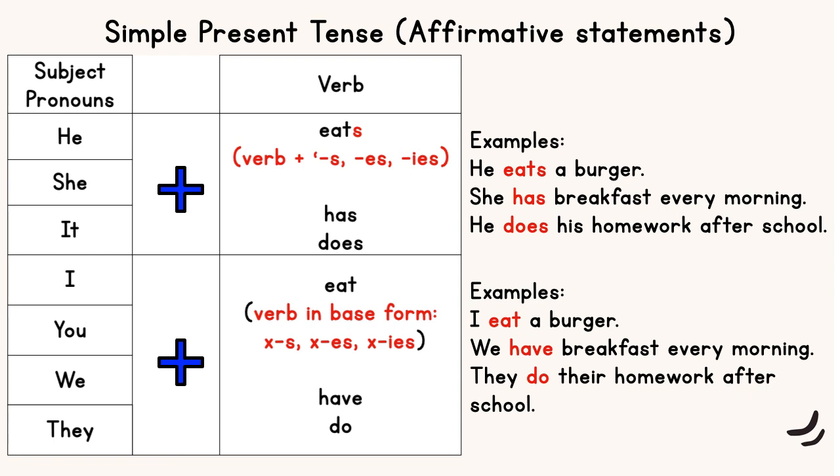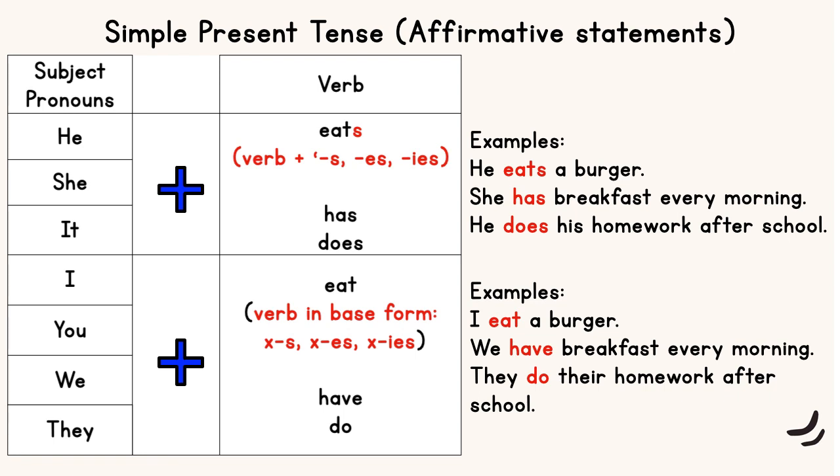They do their homework after school. Or we do our homework after school. Or I do my homework after school. Or you do your homework after school. Okay, so this is the wrap up for the simple present tense in affirmative statement. So we look at the negative statement.